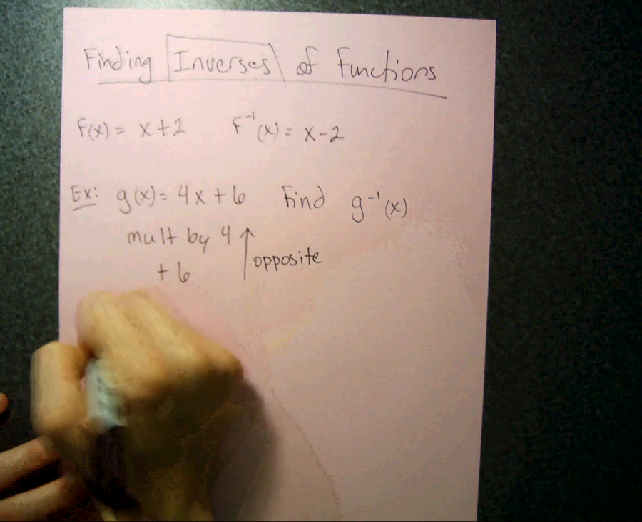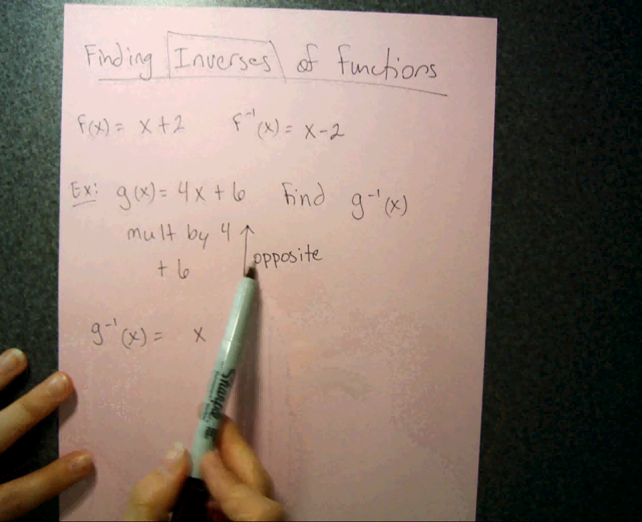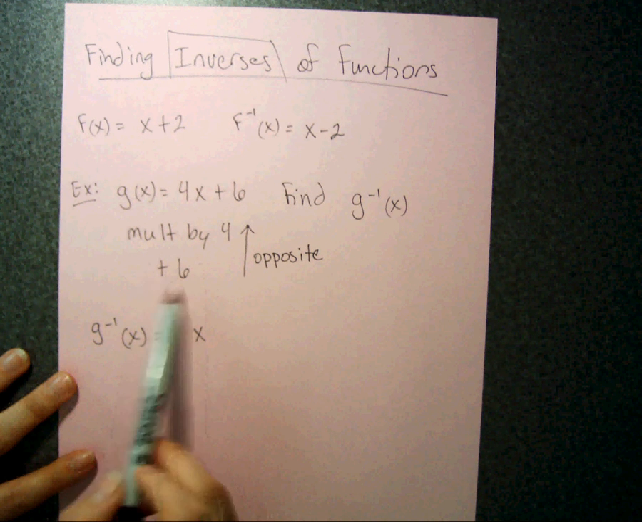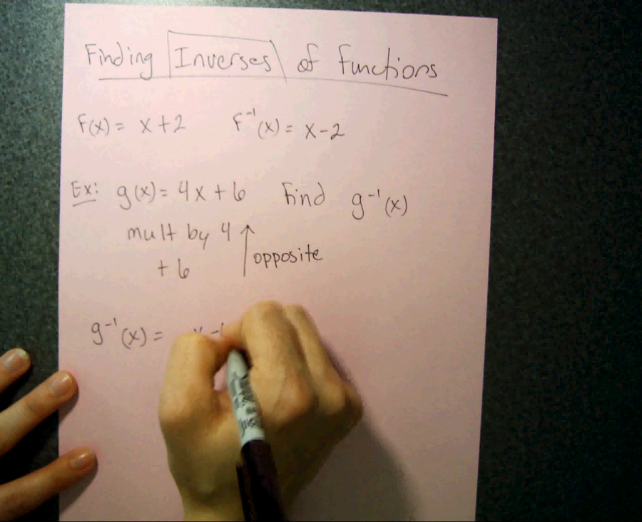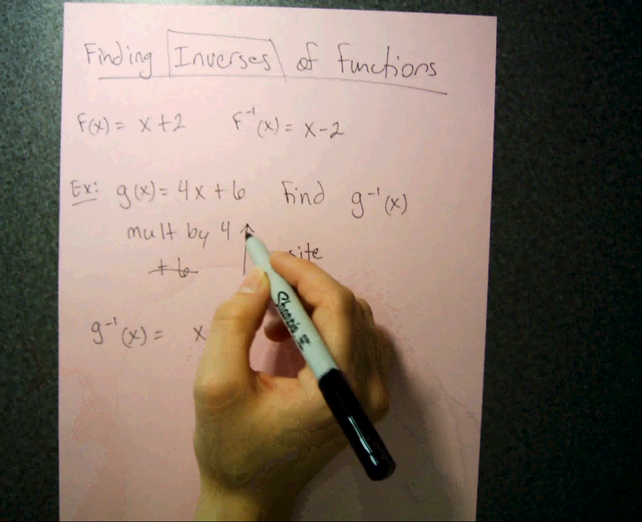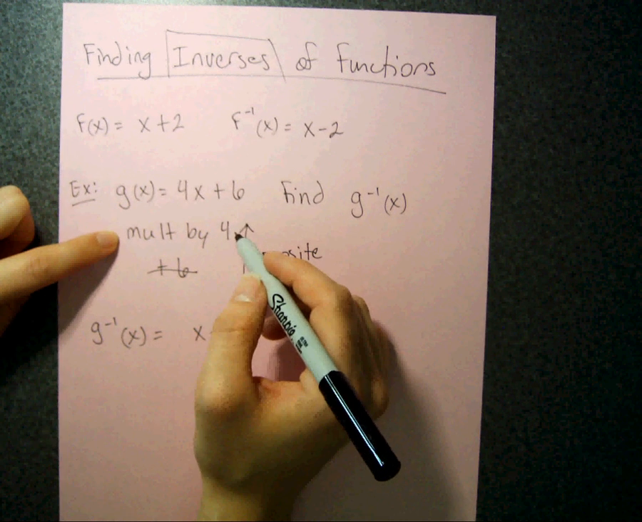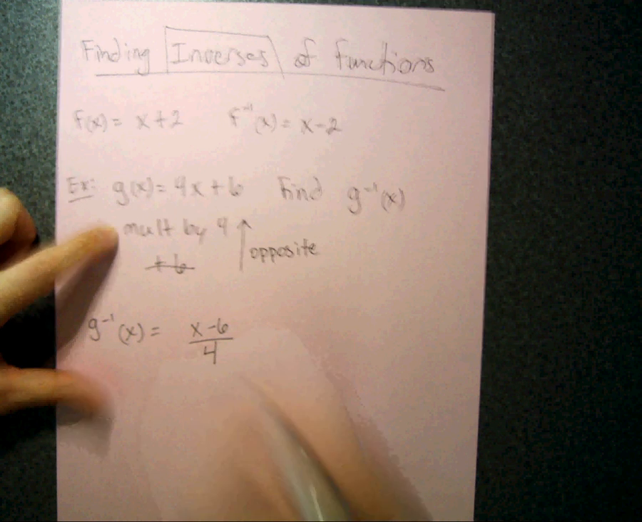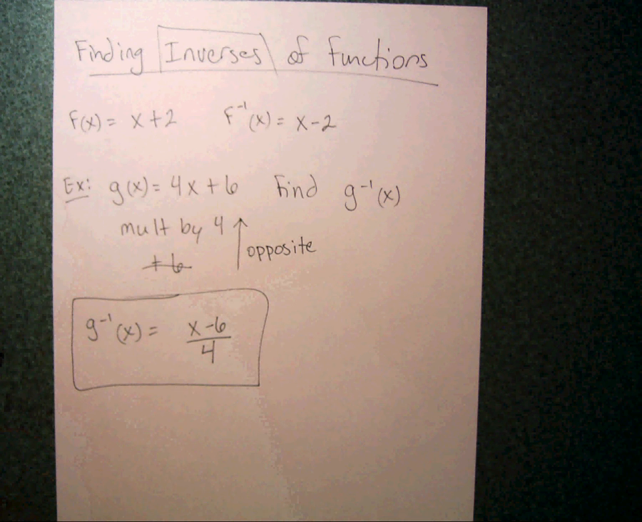So g inverse of x, I'm going to start with x, and then I'm going to start at the bottom of my list and do the opposite of what it said. The last thing g of x does is add 6. So the first thing g inverse will do is subtract 6. Moving up my list, then it says to multiply by 4. I'm going to do the opposite. What's the opposite of multiplying by 4? Divide. So I'm going to divide the whole thing by 4. And there's my inverse. Just like that.